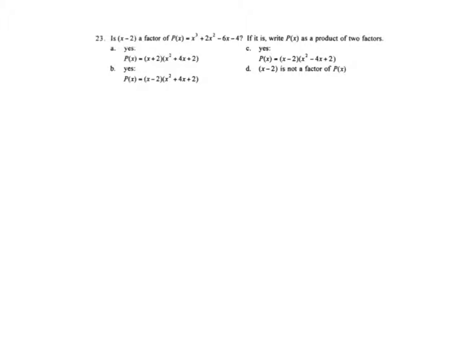All right, for number 23, it says, is x minus 2 a factor of p of x equals x cubed plus 2x squared minus 6x minus 4? If it is, write p of x as a product of two factors. For this one, we are going to do synthetic division. So I'm going to start out by setting up my synthetic division. Remember, you have your little box, and the opposite of whatever you're dividing by goes in the box. So since that was a negative 2, we're going to put a plus 2 here.